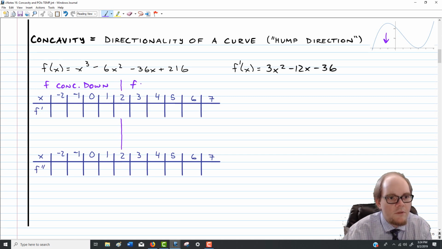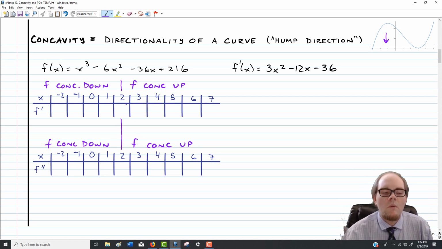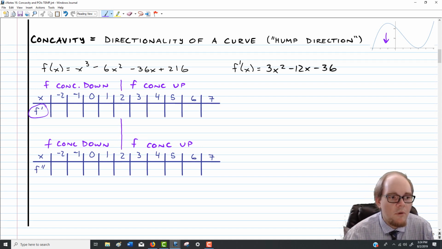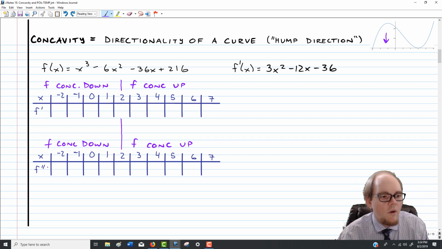And then to the right of x equals 2, f is concave up. These are just the properties that we can tell are there. Same thing down below. f is concave down, and then f is concave up. Now the question to ask is, what does concave up or concave down mean about the derivative f prime? And then second, what does concave up or concave down mean about the second derivative f double prime?